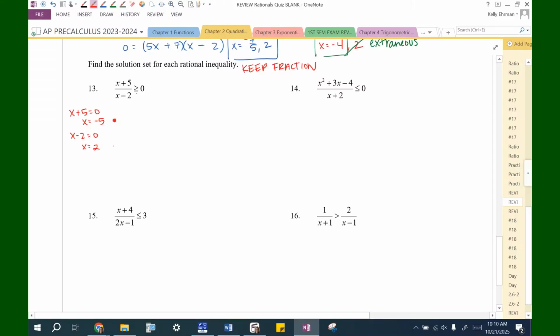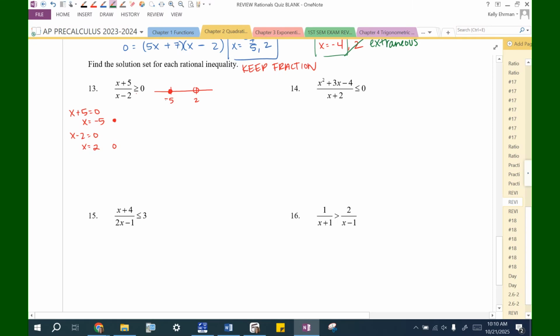The x equals 2 is a vertical asymptote, meaning you can't divide by 0. It's a place where this doesn't exist. So we plot it with an open circle because the graph might change signs on either side of its vertical asymptote. Plot those two things on a number line, so put them in the correct order. Negative 5 and then 2. All right, and then test into your number line.